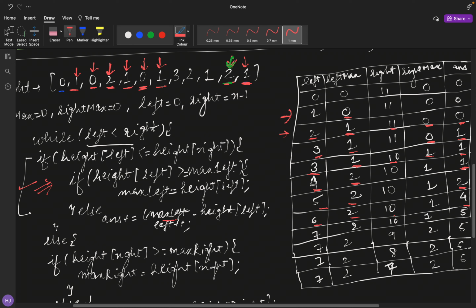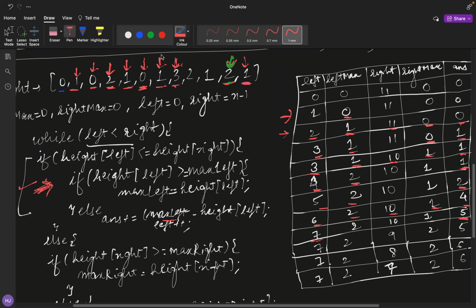Fine. And I'm still at the same position from the right and I only have 1 as my right max up till now. So now is 1 less than or equal to 2? Yes, it is. So I'll be in this if condition. Is my 1 greater than or equal to 2? No, it is not. So I will simply add my 1 to the answer. And my answer becomes 5. And my left pointer shifts over here. And my right remains as it is.